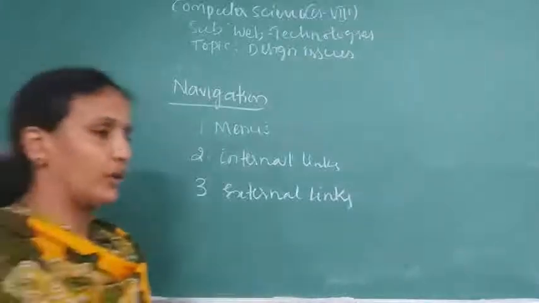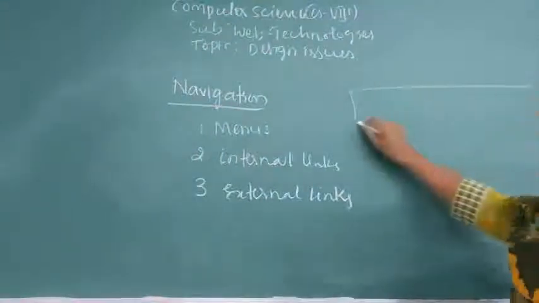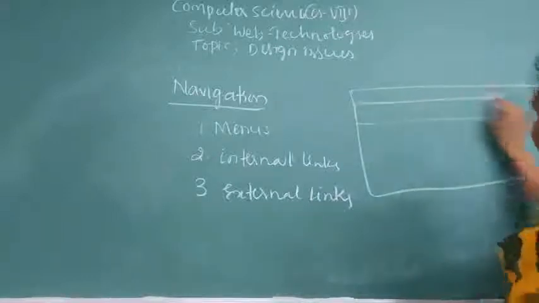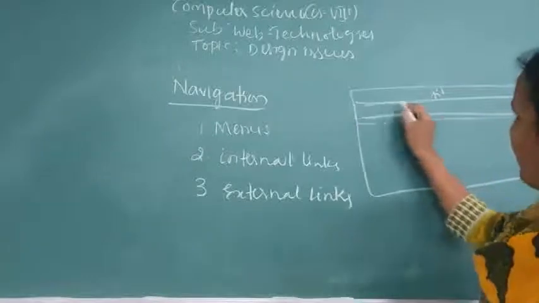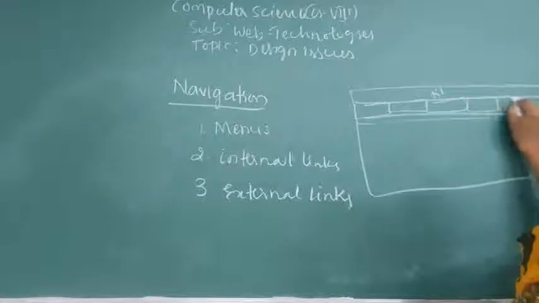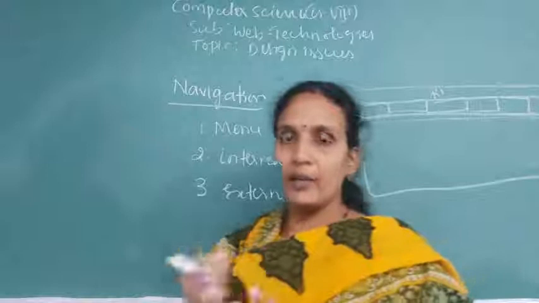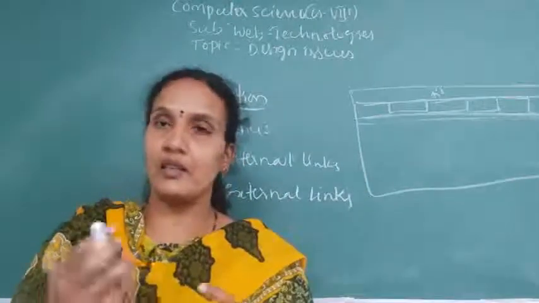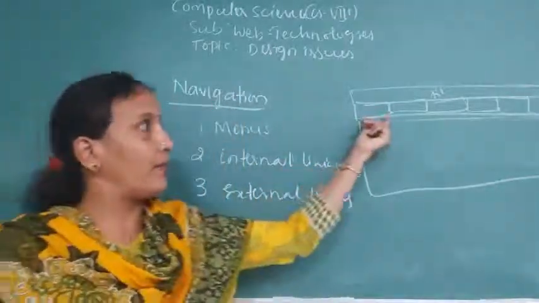Now we will discuss the menus. See, this is a typical example. This is a browser menu. First you have a title bar. Immediately next you have a menu bar. So the menu bar should be properly labeled first of all. When you are designing a website, the menu bar should be properly labeled, and the commands or pages having information of a common nature should be in one tab.